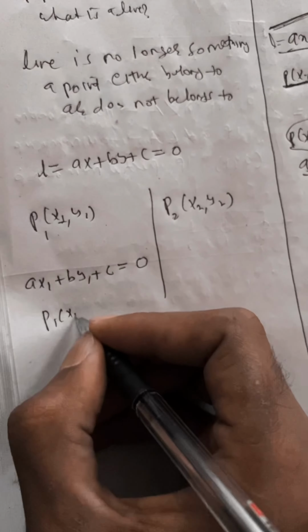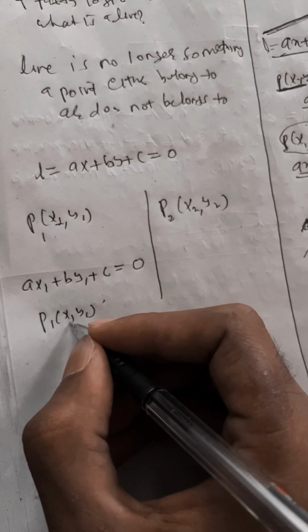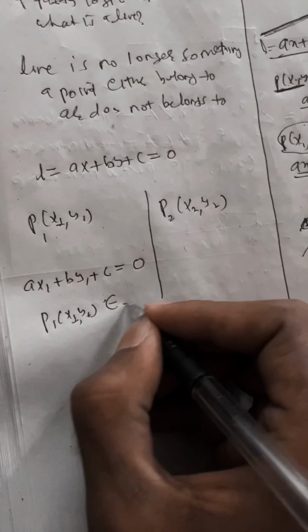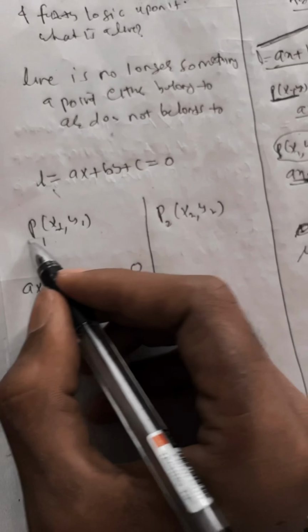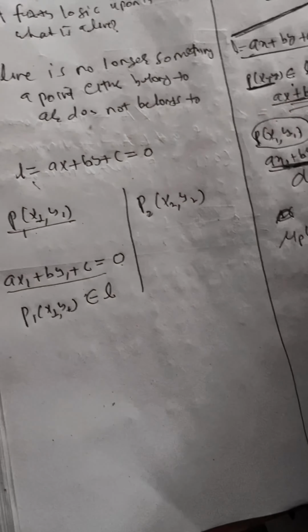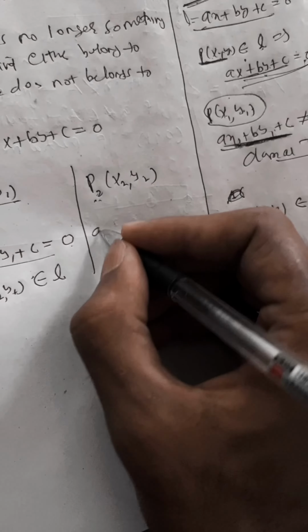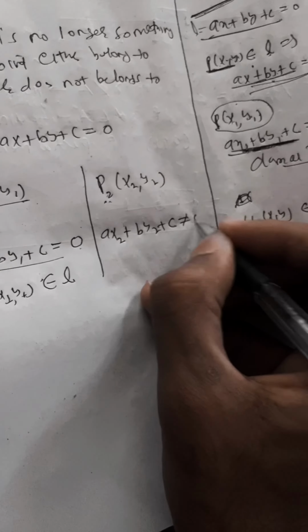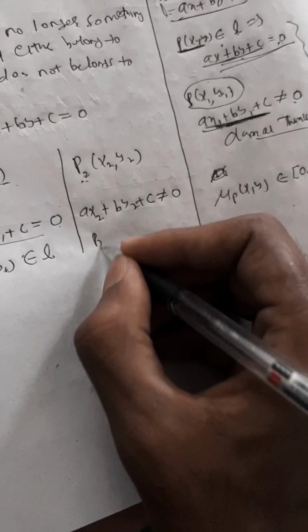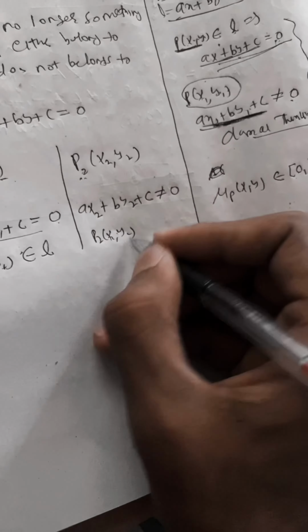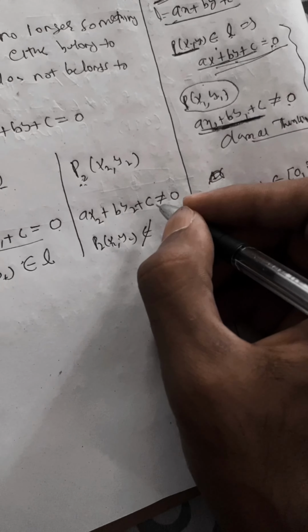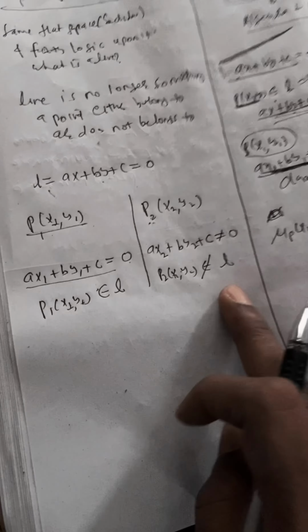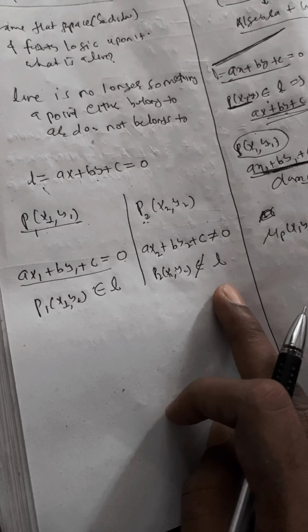This point p1 (1, 1) belongs to this line L, because after substituting this value into the line equation we got 0. But for this one, suppose we substitute x2, y2 into the equation plus c and it is not 0, then what does it mean? It means this point x2 comma y2 does not belong to this line L, right? So it either belongs to or does not belong to. That is how we define a line.